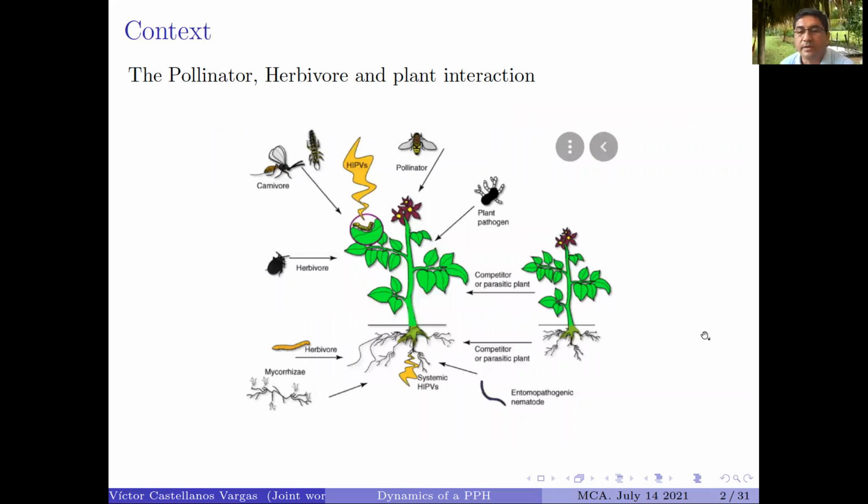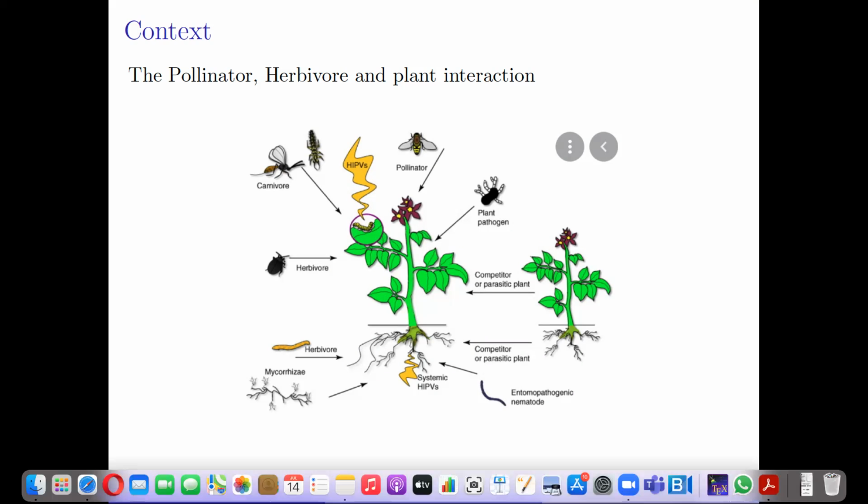Then the context of the problem is the next. What you see in this case, the plants have many problems to grow and depend on many factors as shown in the figure.